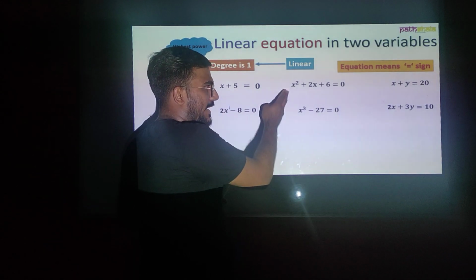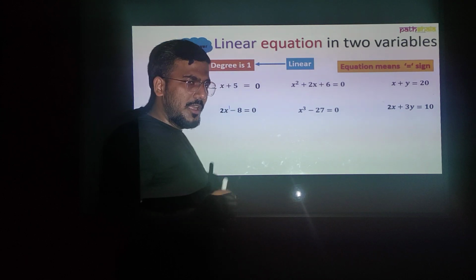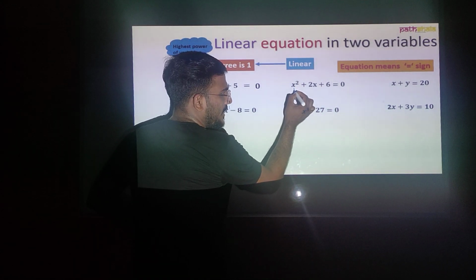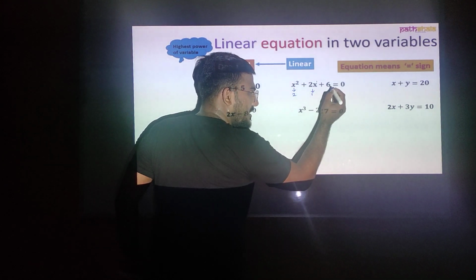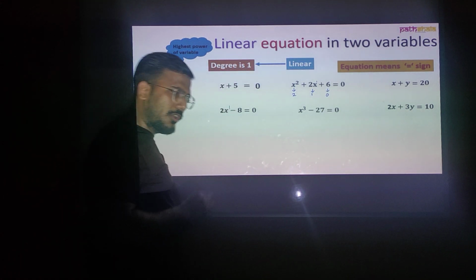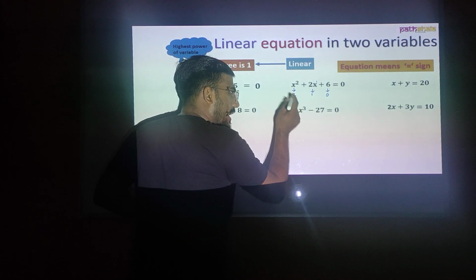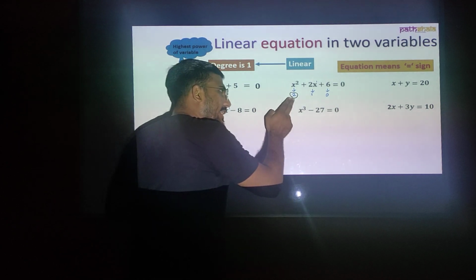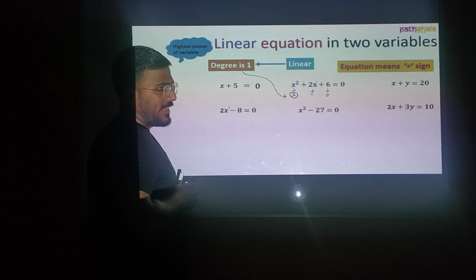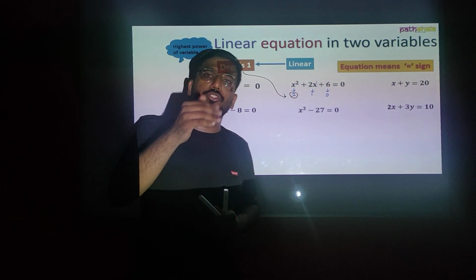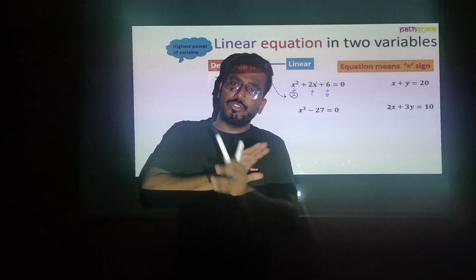Okay, let's take the second equation: x square plus 2x plus 6. Now I want you to understand, degree means highest power. We have more than two terms. So what do we write? The power of x over here is 2. The power of the term x over here is 1. And since there is no variable, the power is 0. Degree means highest power. What is the highest power out of 0, 1 and 2? Of course 2. Since the highest power is 2, that means the degree is 2. And since the degree is not 1, this is not a linear equation. So x square plus 2x plus 6 equal to 0 is not a linear equation.